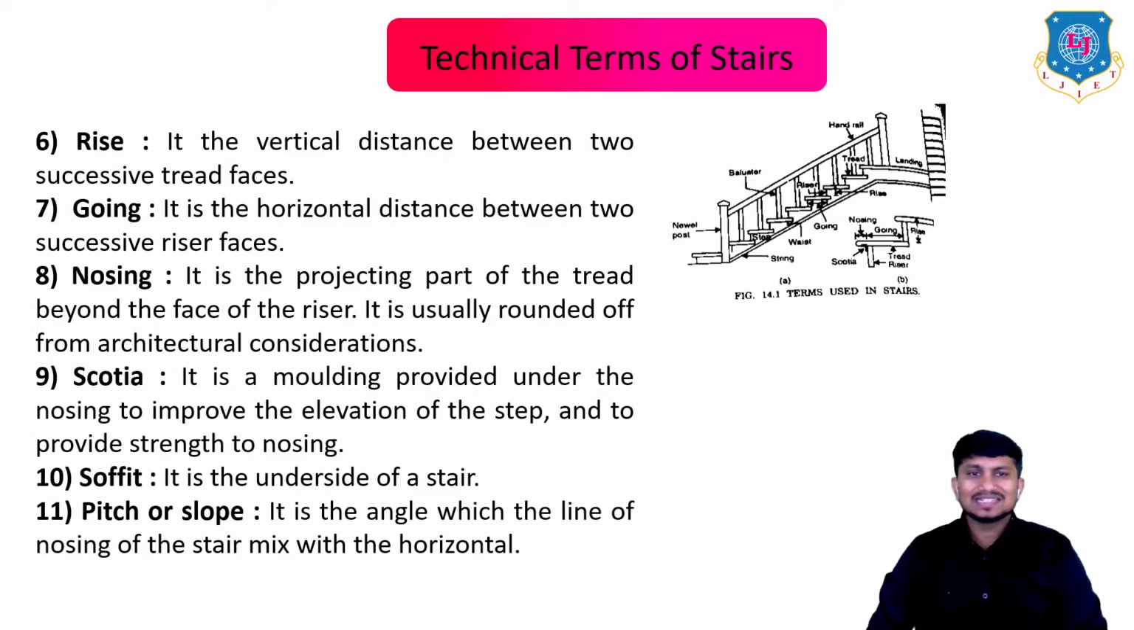Next is scotia. You can clearly see scotia in this figure also. It is a molding provided under the nosing to improve the elevation of the step and to provide strength to the nosing. Next is soffit. It is the underside of a stair. So the below portion of the stair is called soffit. Next is pitch or slope. It is the angle which the line of nosing of the stair makes with the horizontal.